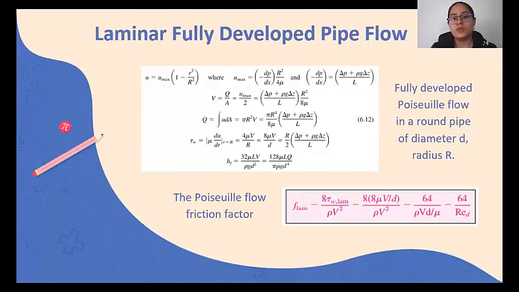Analytically, solutions can be readily derived for the laminar flows, either circular or non-circular. Consider fully developed Poiseuille flow in a round pipe of diameter D or radius R. With wall shear stress known, the Poiseuille flow friction factor is easily determined, like this equation. And finally, it's important to say that in laminar flow, the pipe friction factor decreases inversely with Reynolds number.